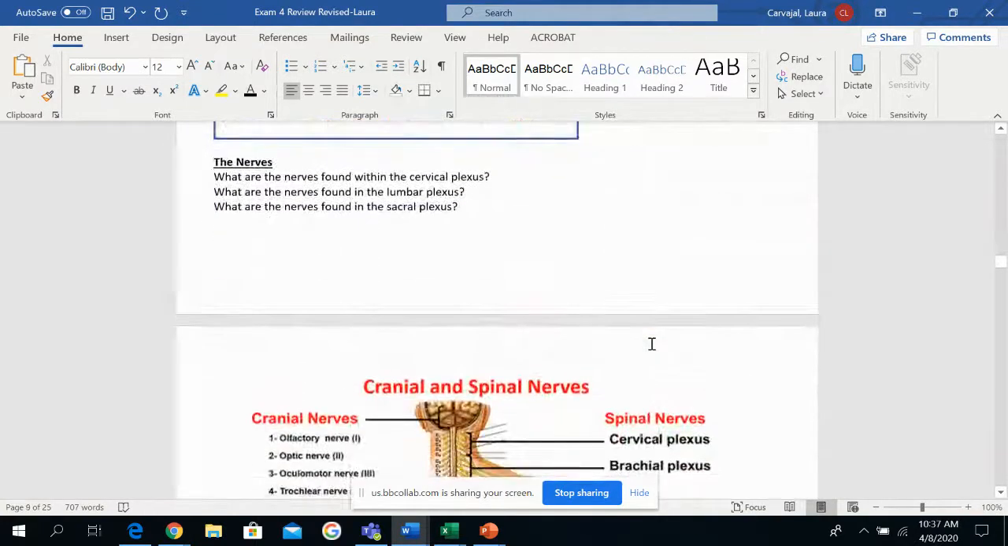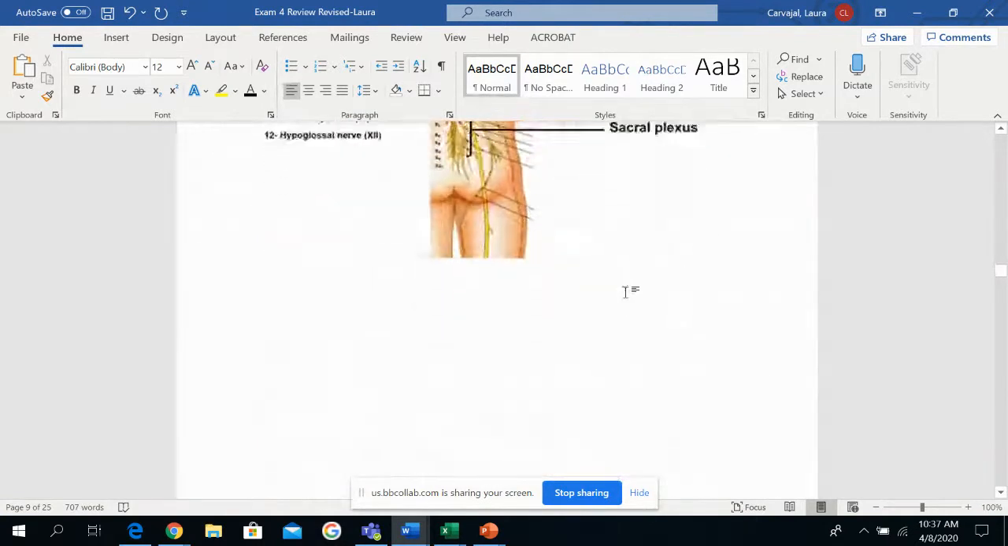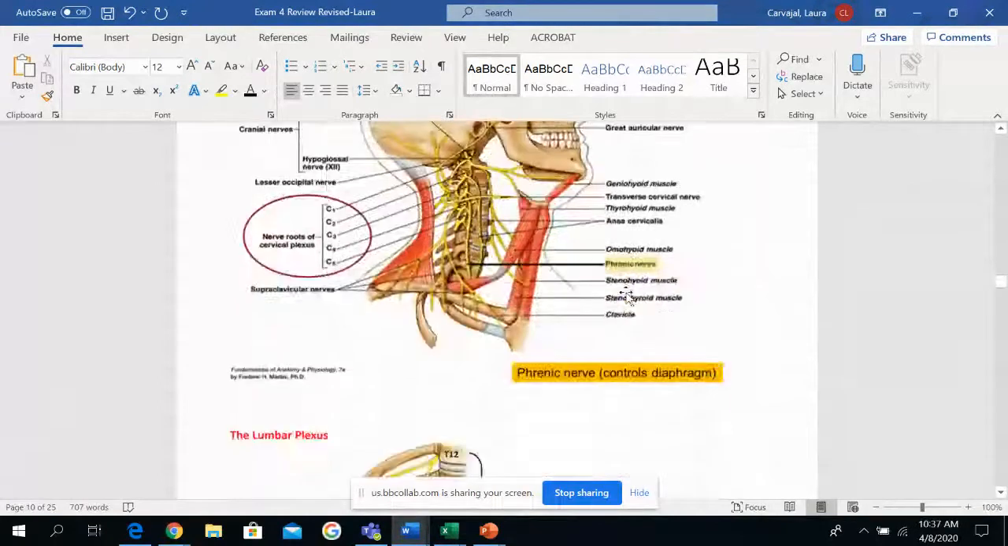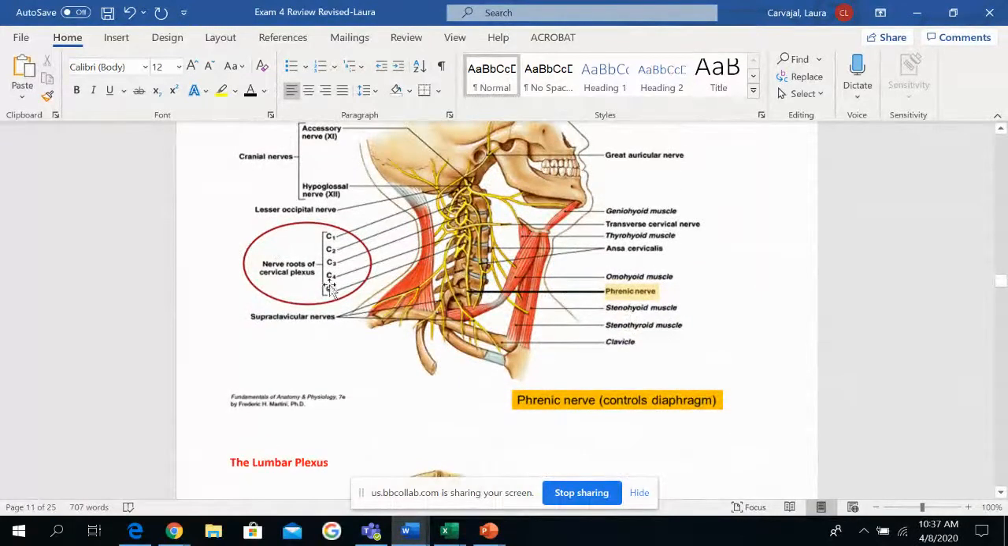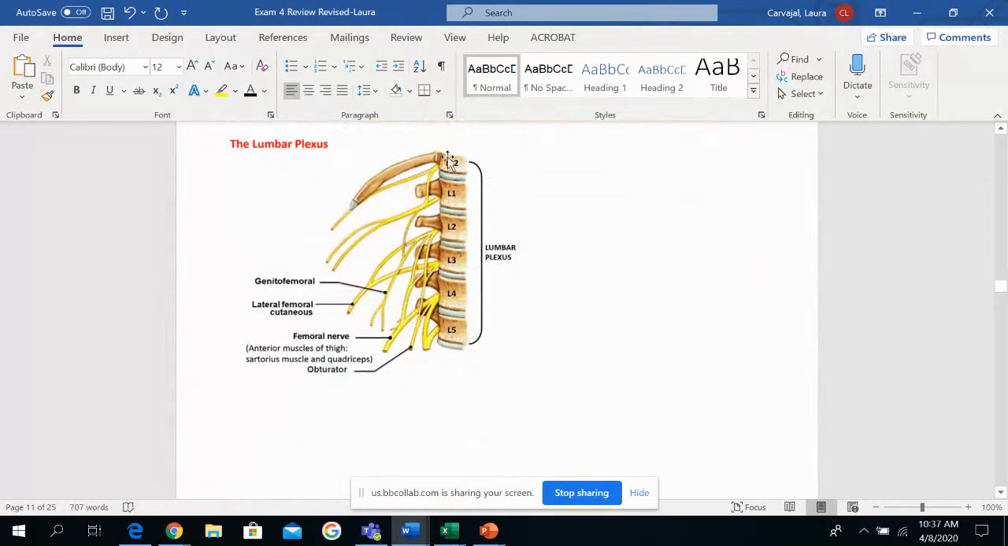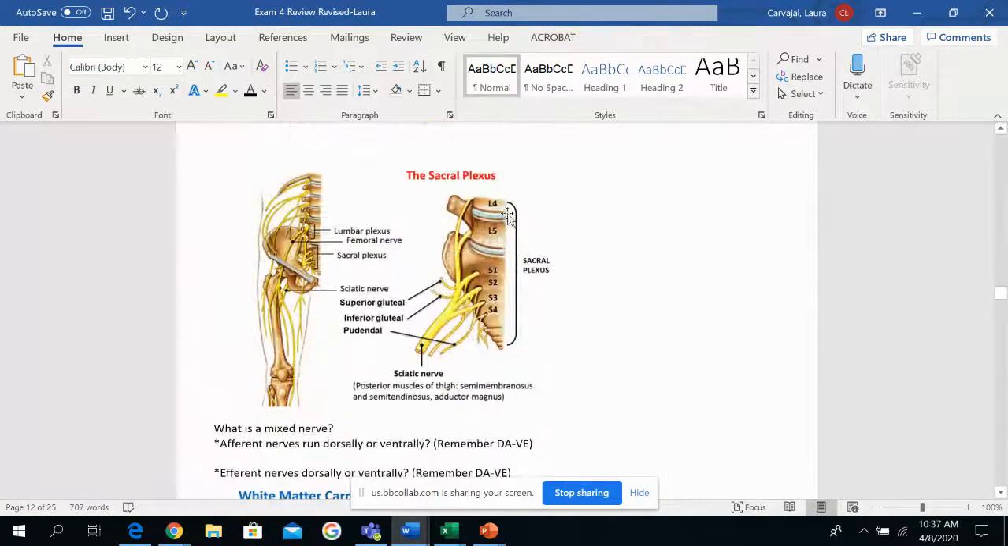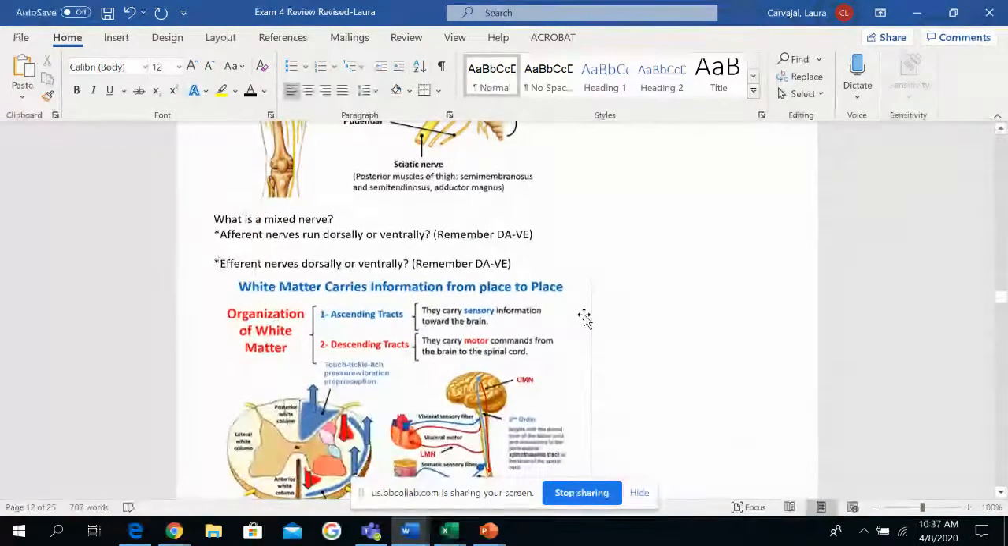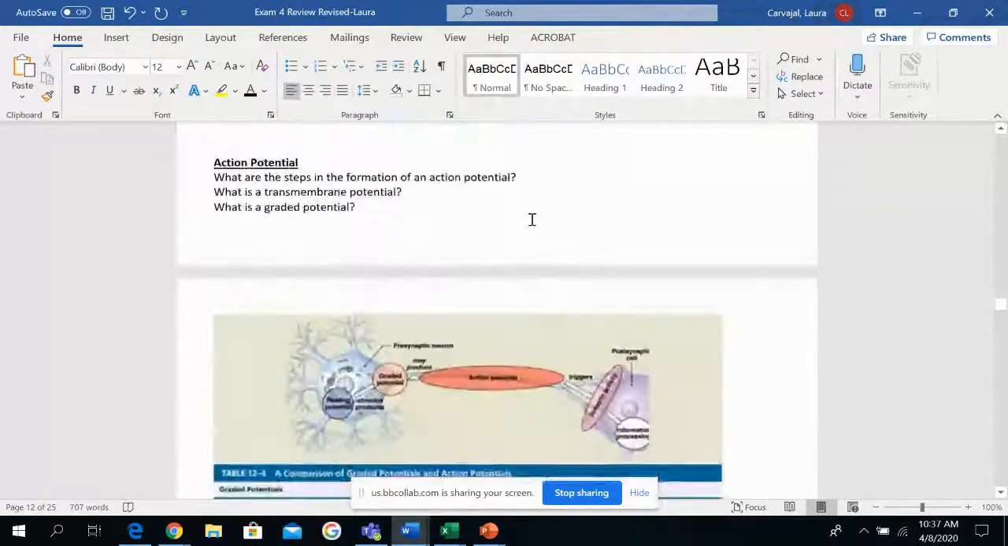Okay. What are the nerves found within the cervical plexus, lumbar, and sacral plexus? I'm not sure how in-depth he's going to ask you guys this, but I guess it's just good to know that the cervical plexus is composed of C1 to C5, your lumbar plexus is composed from T12 to L5, and your sacral plexus is composed from L4 all the way down to your coccyx. And a big nerve to note here is the sciatic nerve. Okay, cool. We went over this part.